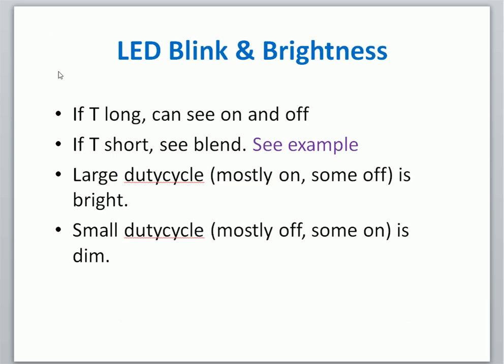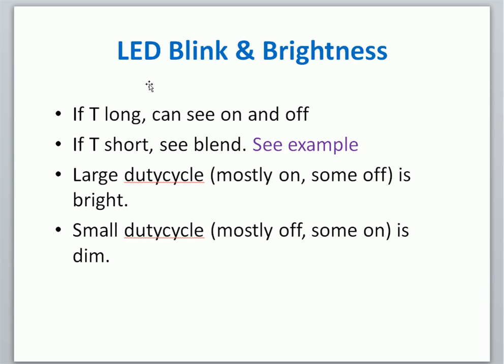Okay. Now, if instead of 2 colors you have a large duty cycle, then the LED, for instance, would be on most of the time, so it would be bright. On the other hand, if the duty cycle is small, then most of the time there's no power going through the LED, and the LED will be off most of the time, so it'll appear dim.